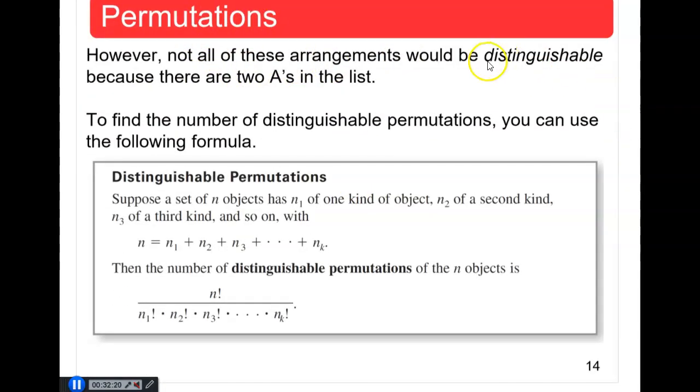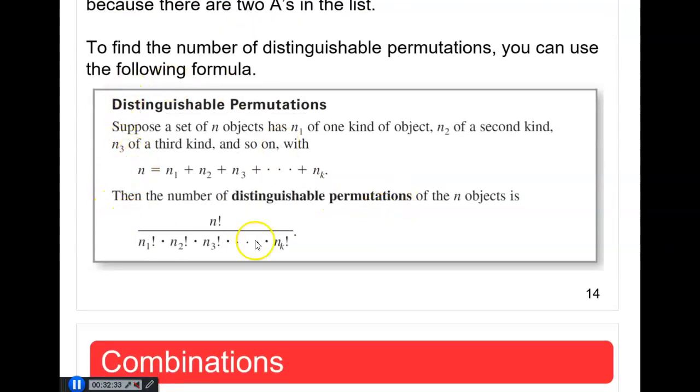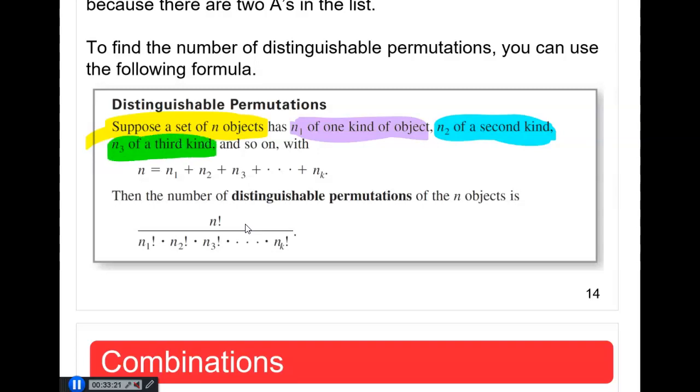However, not all of these arrangements will be distinguishable because there are 2 A's in the list. To find the number of distinguishable permutations, you can use the following formula. Here we have n factorial, which is the number of total objects, the objects within the whole set. Then for each subscript, n sub 1 is one kind of object, n sub 2 is the other one, and they denote the number of objects of that same kind. For a third kind, we have n sub 3, and so on.